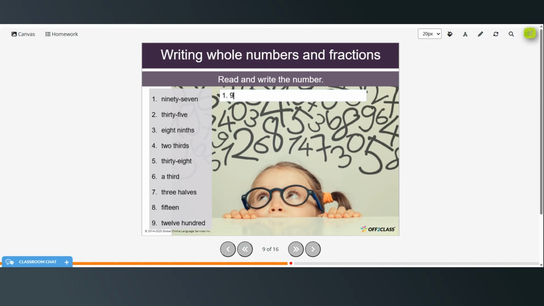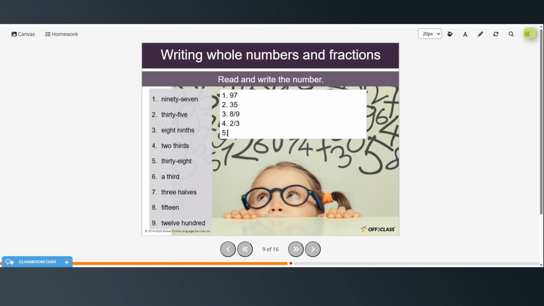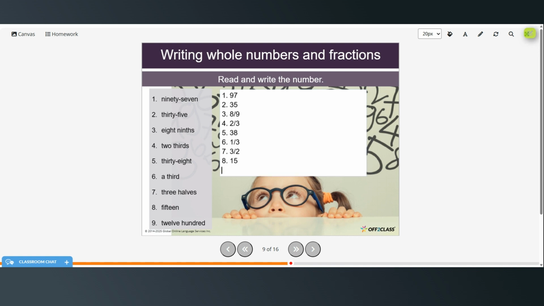So number 1 is 97, 35, so 8 ninths, 2 thirds, 38, a third, 3 halves, 15, and 1200.